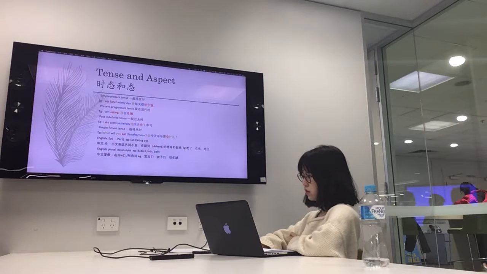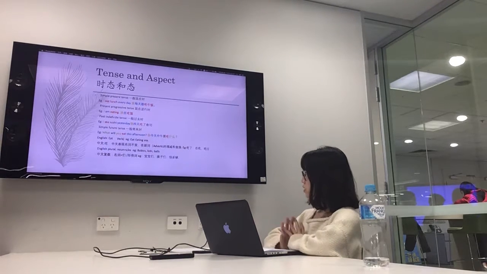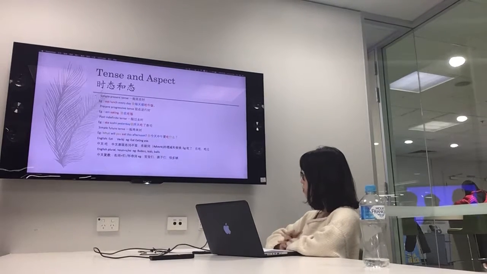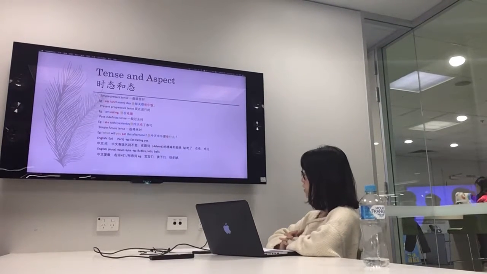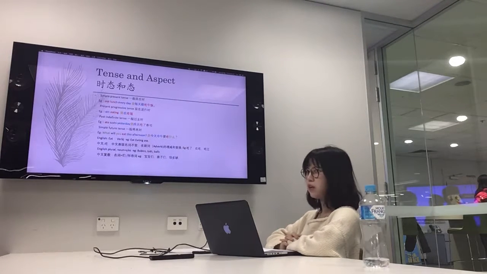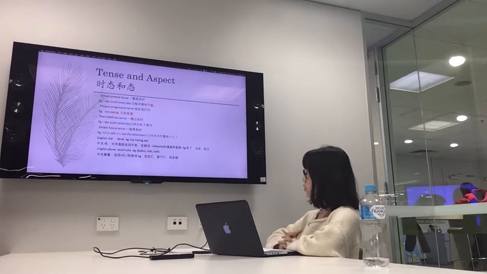The last one is about the S. When English says babies, kids and boys, for Chinese we say 宝宝们, 孩子们 and 很多球, and use the verb.